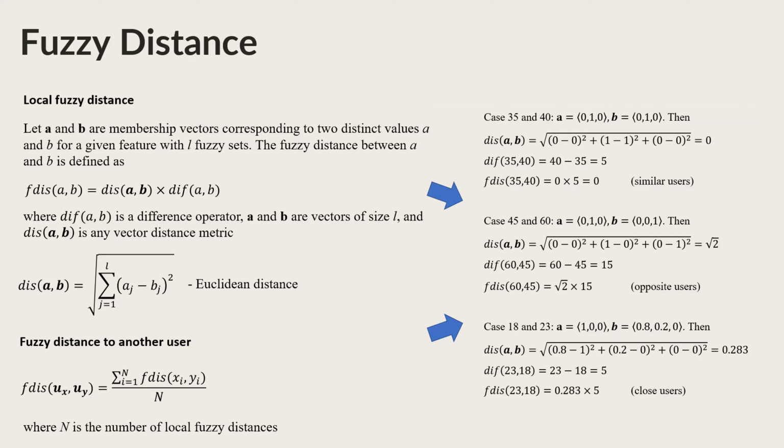The fuzzy distance between two user models is calculated based on their membership values across different fuzzy sets, allowing for a more nuanced comparison. We need to compare two user models that have many vague features. So we need a local fuzzy distance metric that satisfies the following conditions.